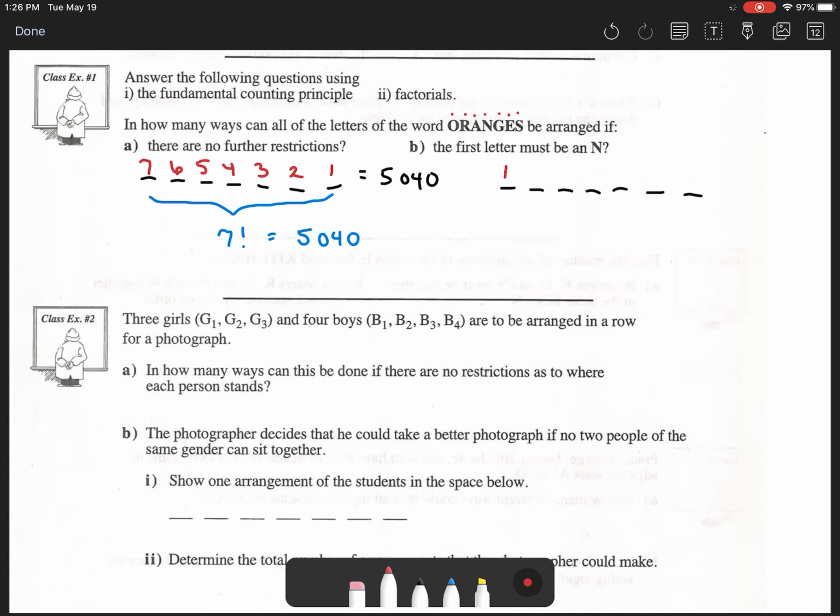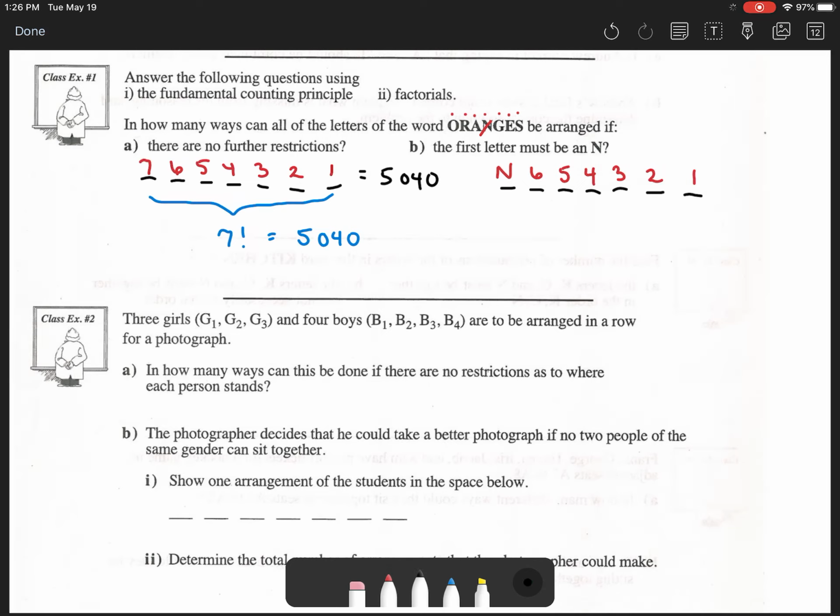Some students will go like this. They'll put a 1 there because there's only 1 N in the word oranges. Other students will do this. Instead of putting a 1 there, they'll actually put the letter N there. Okay? Either way, you're going to get the same calculation. So what happens is this, is that if I put the N there, it's basically out of the mix now because I have used it and placed it in a specific spot. Therefore, when I go and do the remaining calculations, I would have 6 choices, then 5, 4, 3, 2, and 1. So that's what that calculation would look like.